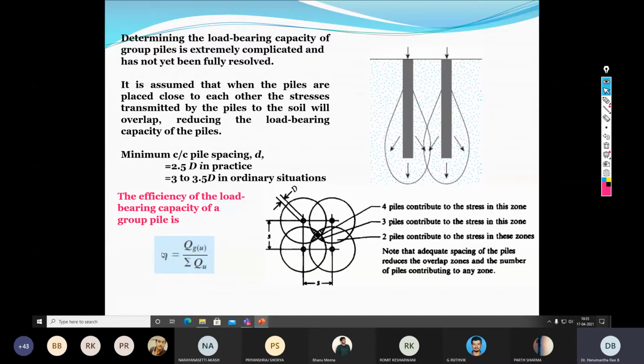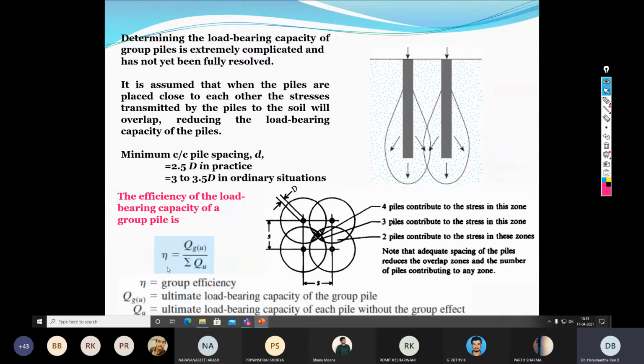So when I talk about the pile group efficiency eta, there are two things that come into the picture for the calculation purpose. One thing is the entire pile group as an independent system, or the summation of the number of piles multiplied by the pile capacity of the individual pile. So these are the two things that will come into the picture when you deal with the pile group.